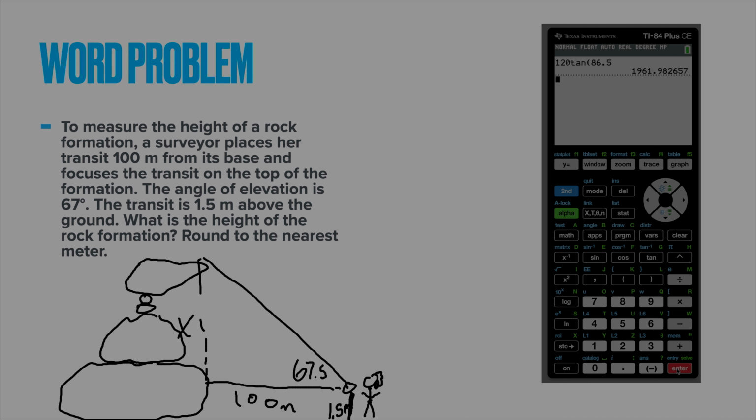First off though, that's opposite, adjacent. That means tangent again. So we are going to write tangent of 67.5 equals x over 100, which means 100 times the tangent of 67.5 equals x. I'm going to put that into my calculator, which I still have up. 100 times the tangent of 67.5. And that's going to get us 241.2.